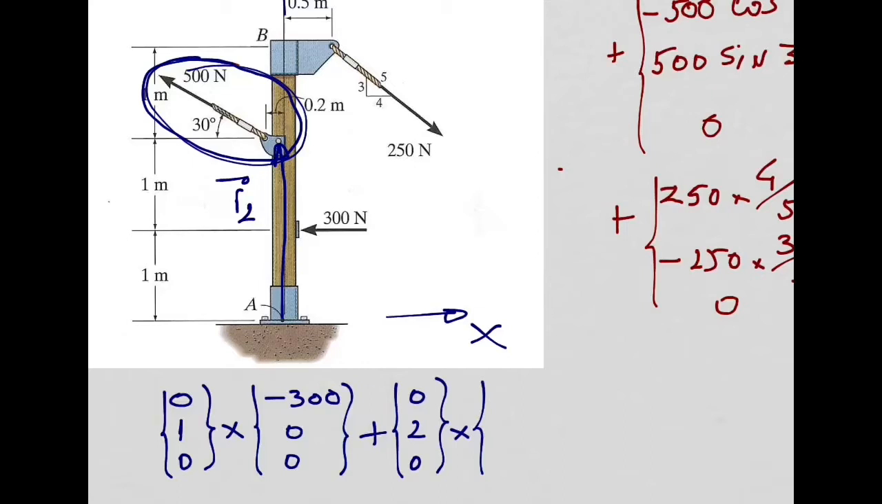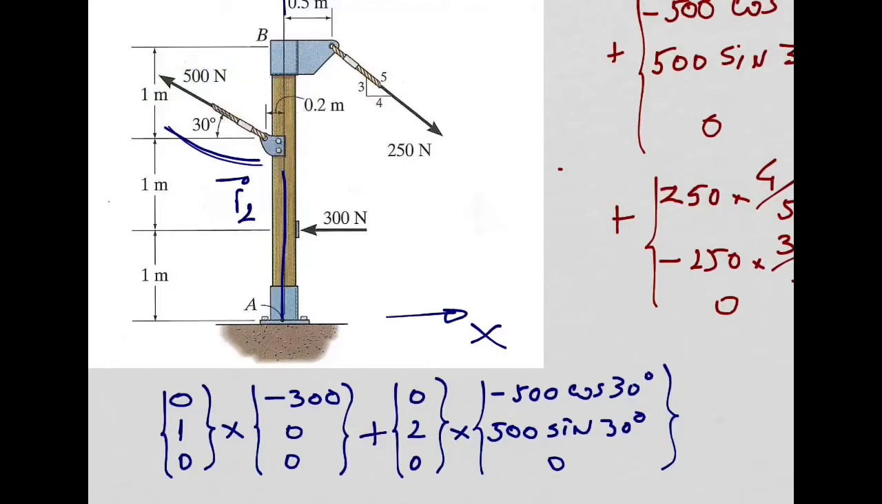Now I need to define this force vector here. X component: minus 500 cos 30. Agree? Y component: 500 sine 30. Very good. Z component 0. So the moment produced by that force about point A is the result of this cross product. That is done as well. So the last one we have to do is this force. Now this one.